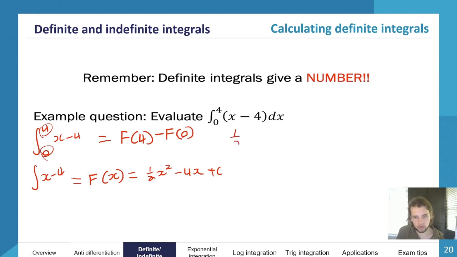So that becomes 1 over 2, 4 squared minus 4 times 4 plus c, minus 1 over 2, 0 squared minus 4 times 0 plus c. That's my mistake, go back here. And that should be a minus out the front. And that should be a plus. Okay.